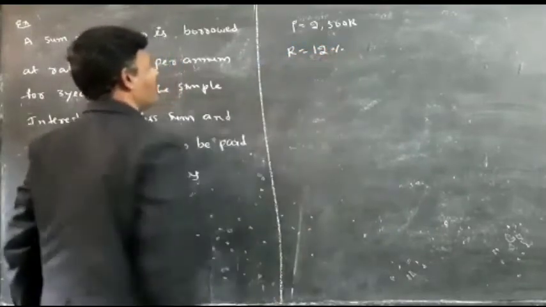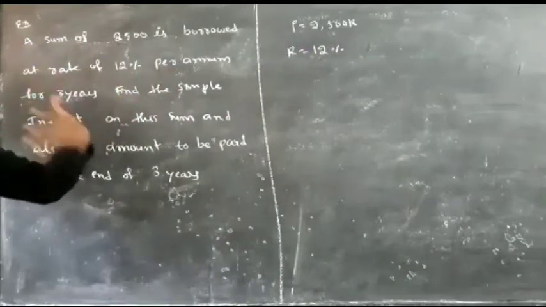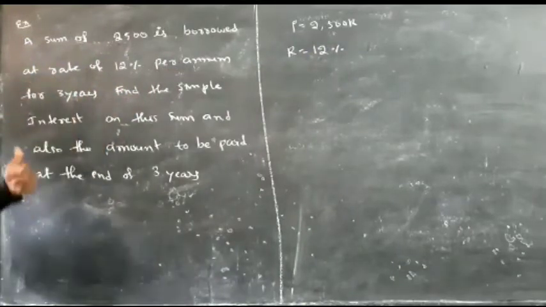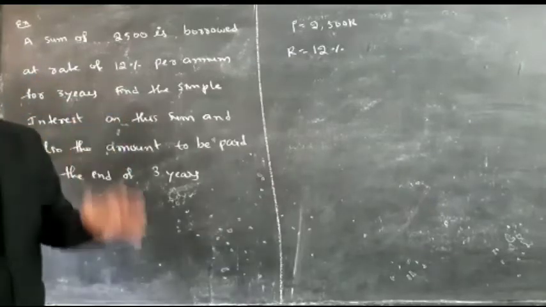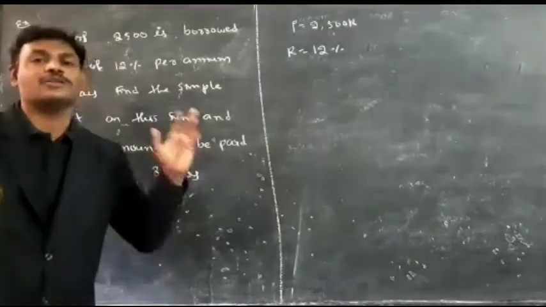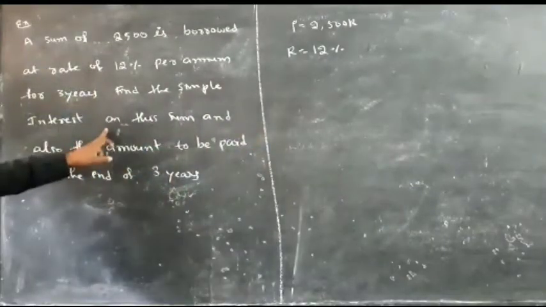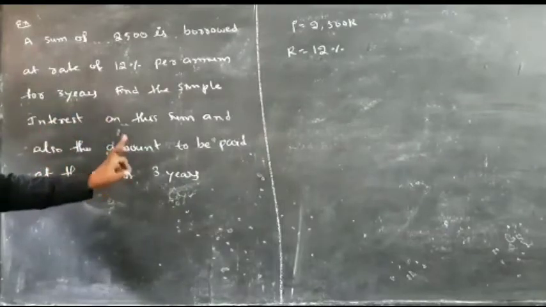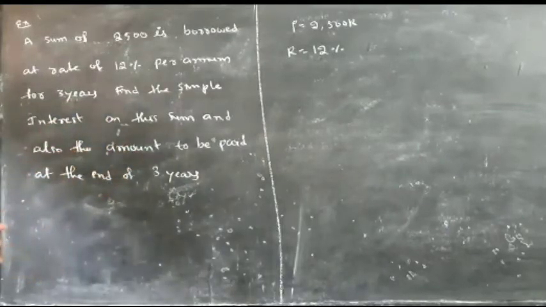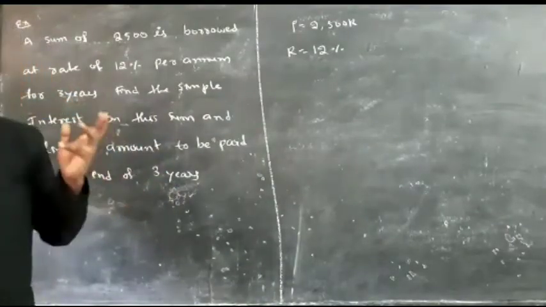How much? 12% per annum. He is paying the interest per annum. Annum means year. For 3 years. So he took the amount for 3 years and is paying 12% interest on the amount per year on this sum. And also the amount to be paid after 3 years. So after 3 years, by adding the interest, how much amount he has to pay? You have to find that.